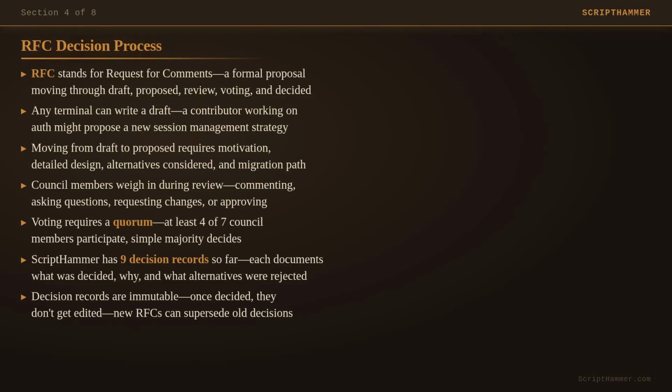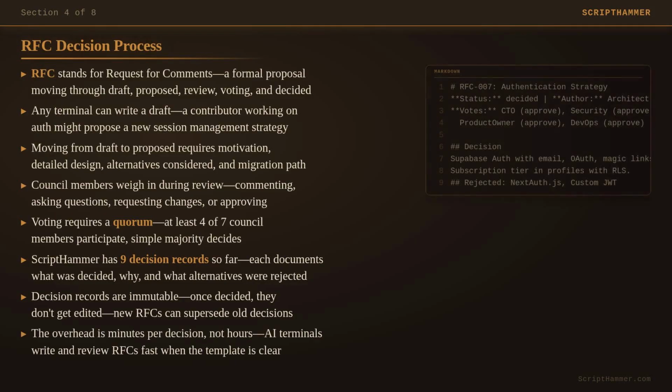Decision records are immutable. Once decided, they don't get edited. New RFCs can supersede old decisions. The overhead is minutes per decision, not hours. AI terminals write and review RFCs fast when the template is clear.